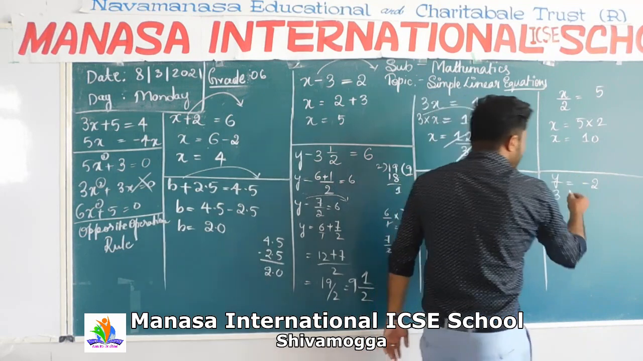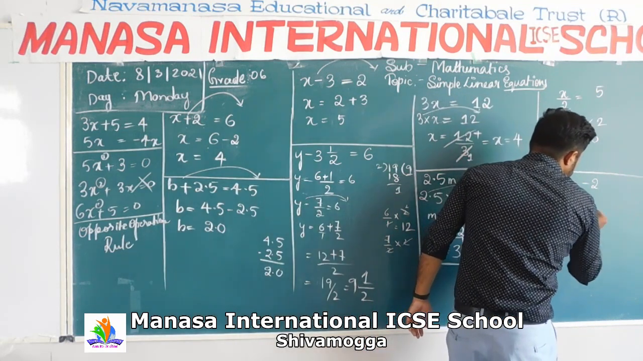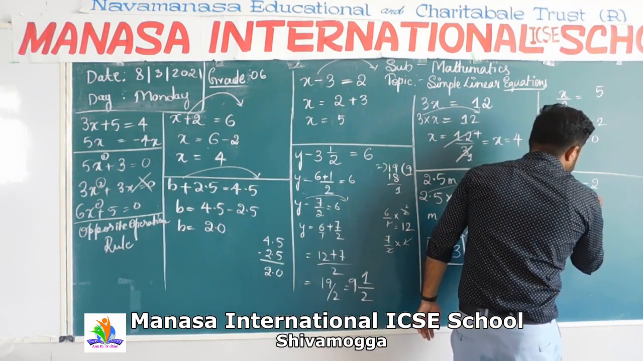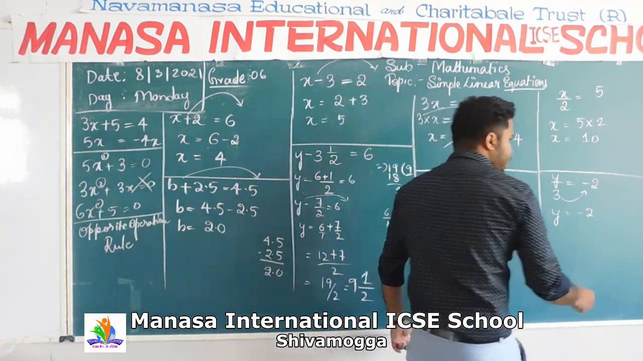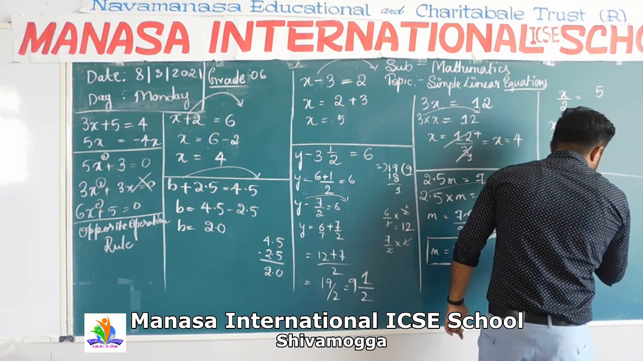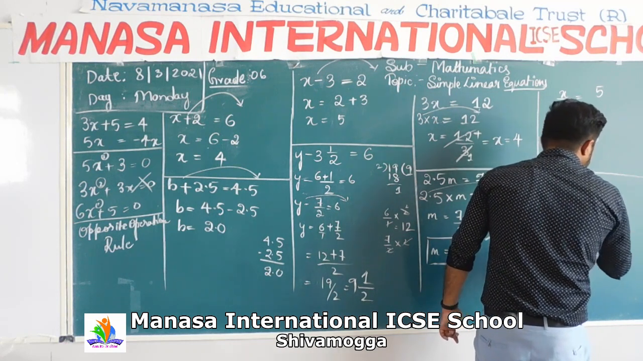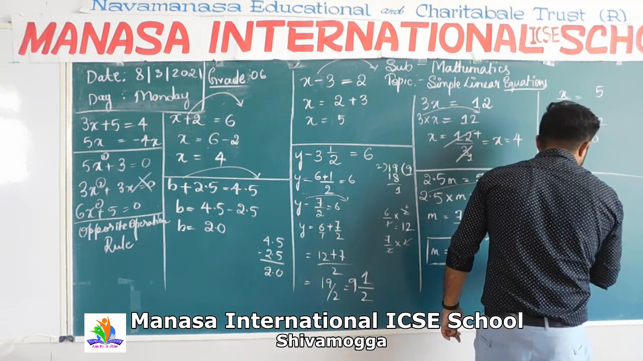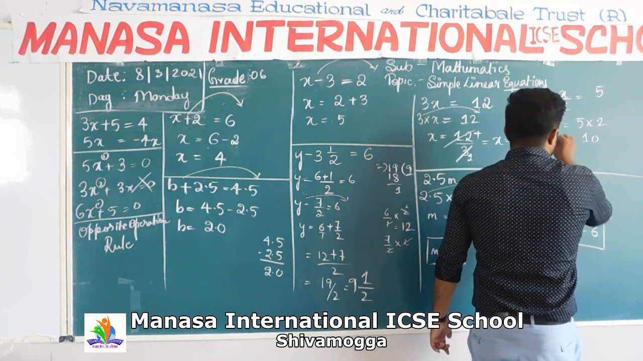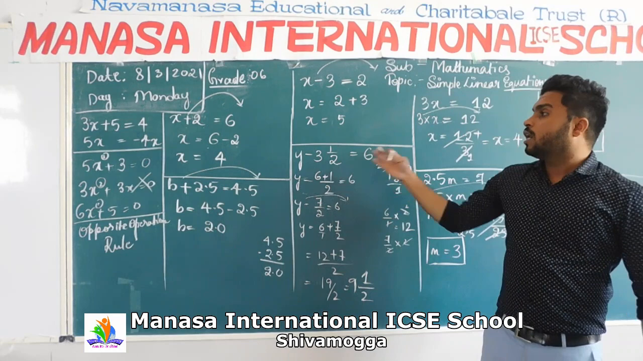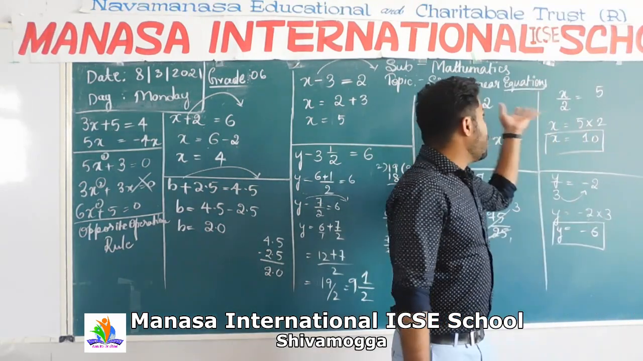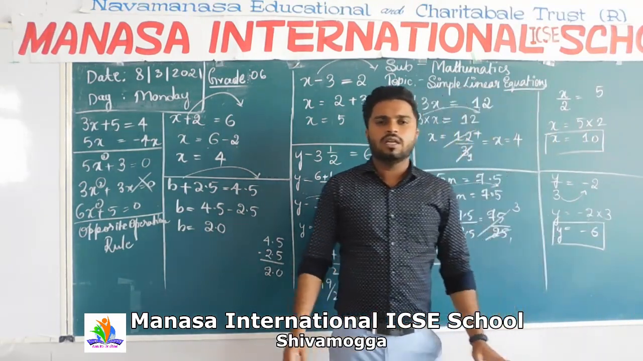Now again you have y by 3 equal to 2. If you transfer this division to that side, it becomes what? Multiplication into 3. So now minus into plus is minus, 2 3s are 6. So your value of y is this, and the value of x is this. These are the things that we will come across in this chapter called simple linear equations.